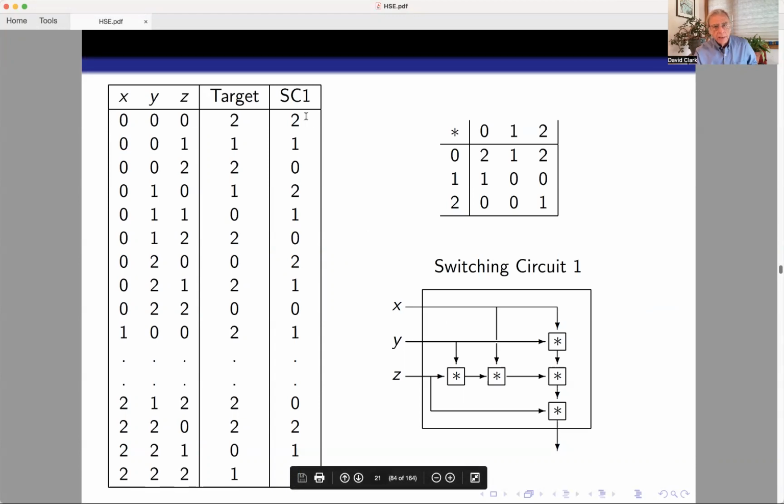Here are some outputs that match the target. So the first two do, but most of these don't. And I can highlight the ones that don't in red there.